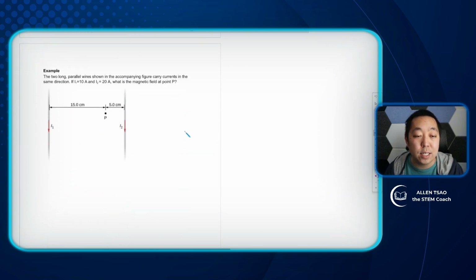So let's do some examples of calculating, because remember, magnetic fields are vectors. So we have two long parallel wires shown in the accompanying figure carrying currents in the same direction. If I1 is 10 amps and I2 is 20 amps, what is the magnetic field at point B?